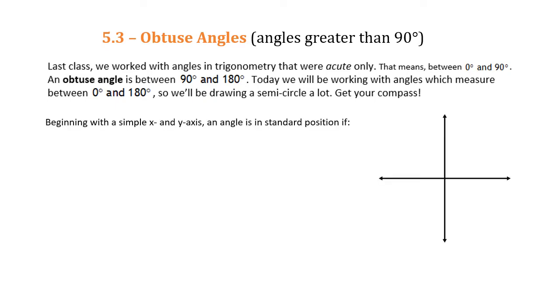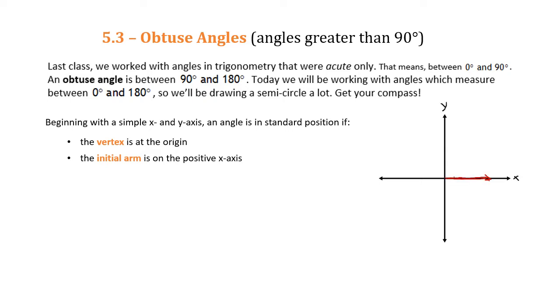We're going to start with a simple x and y axis like this. An angle is in standard position if the vertex is at the origin. So we're going to draw an angle and make sure its vertex is at the origin. The initial arm is on the positive x-axis, which means I'm going to draw a line here on the x-axis. You guys should use a ruler, but my little pen tool skips a lot if I use a ruler.